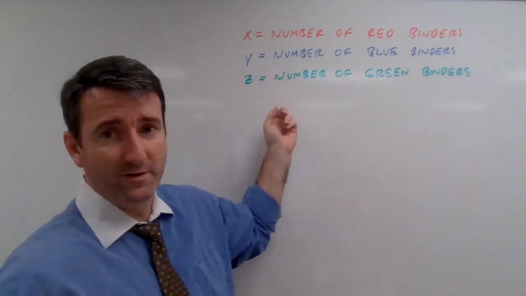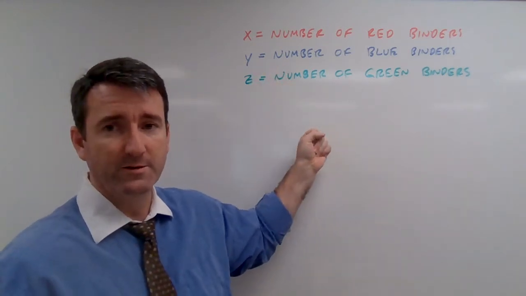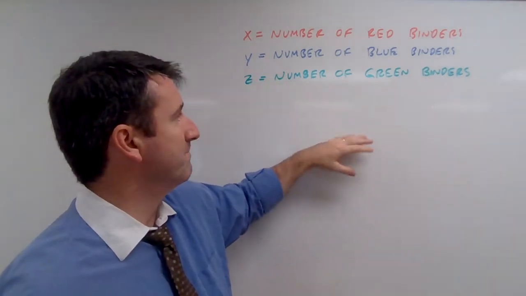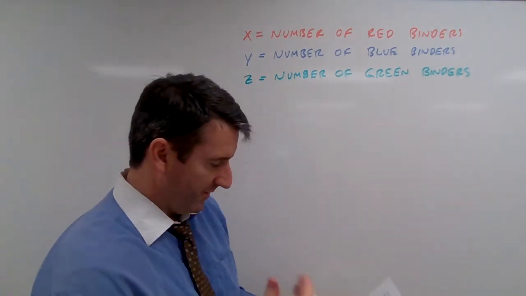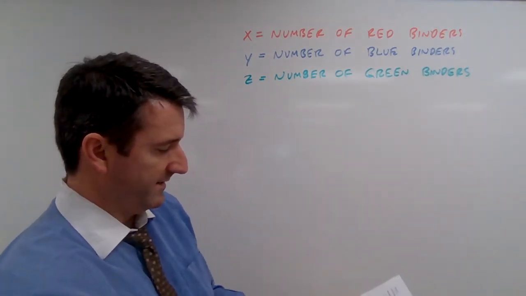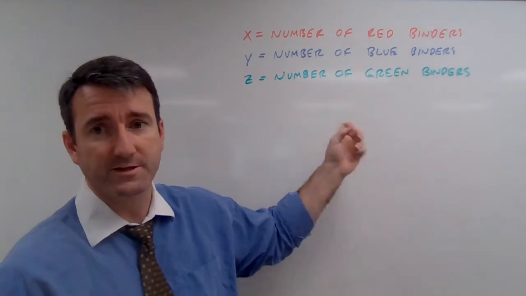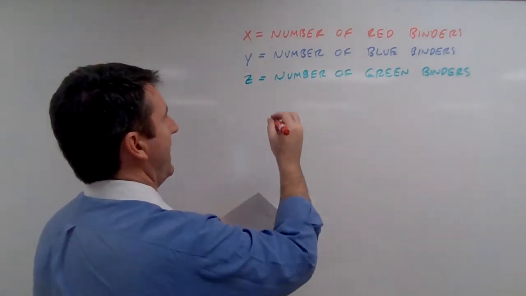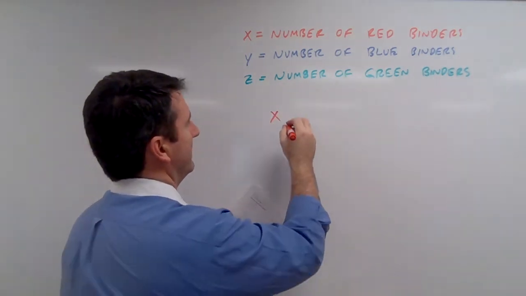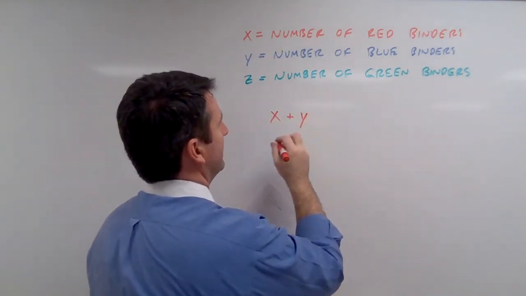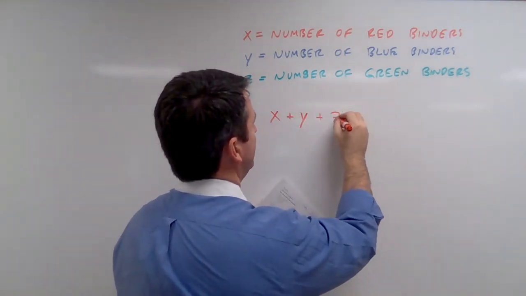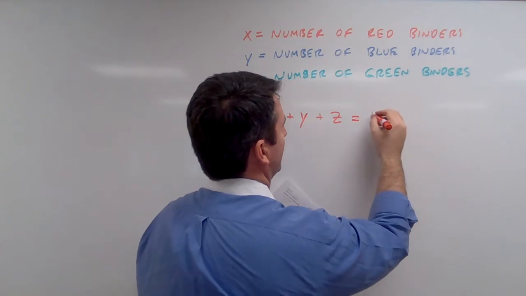Now, since we have 3 variables, in order to get a unique solution for each, we need 3 equations. And the first equation is going to come from the fact that the total number of binders is 27. So X, the number of red binders, plus Y, the number of blue binders, plus Z, the number of green binders, has got to equal 27.